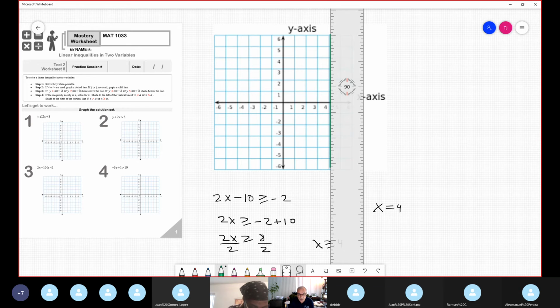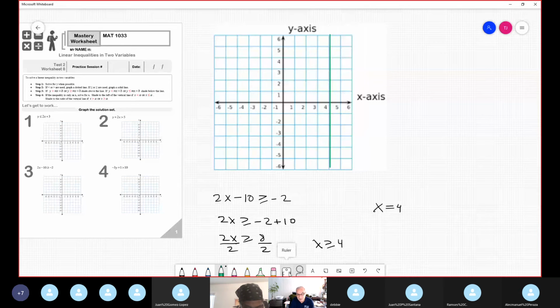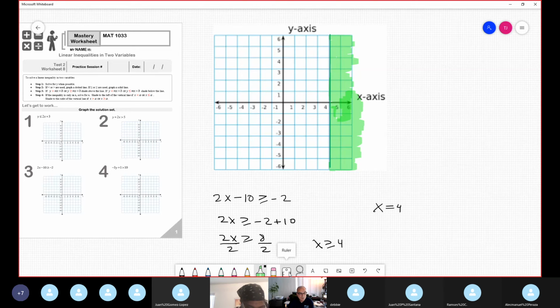Entonces, this is not above or below, because it's vertical. It's right or left. In this case, it's to the right because it's greater than. So you highlight basically that part. This is the solution. Super. And this continues forever, no? Yeah. Okay. That was number 4.